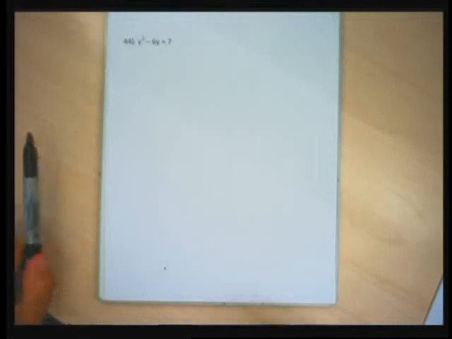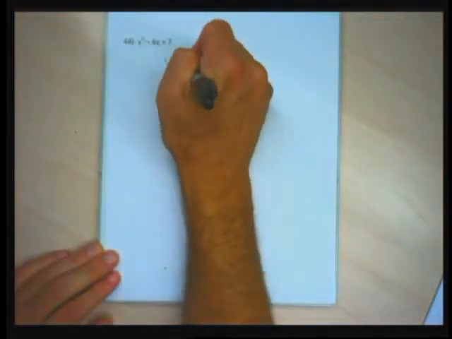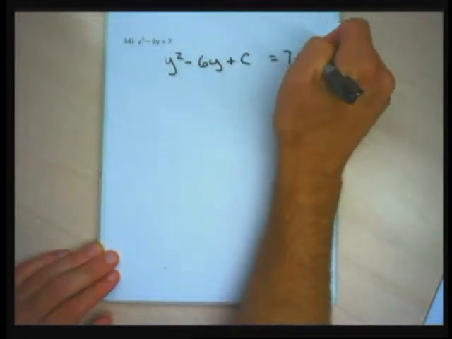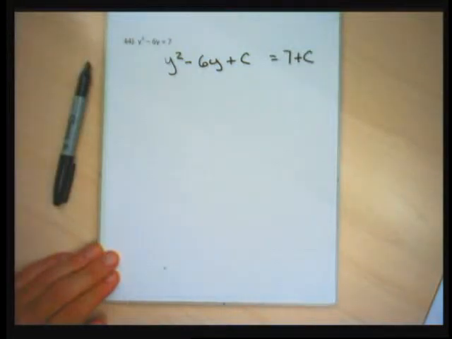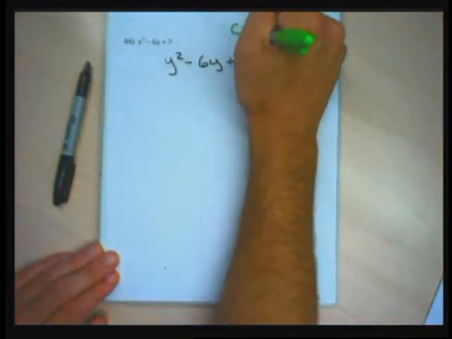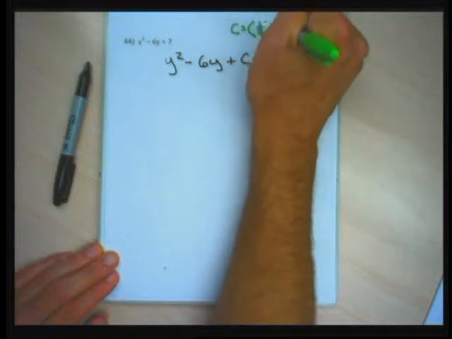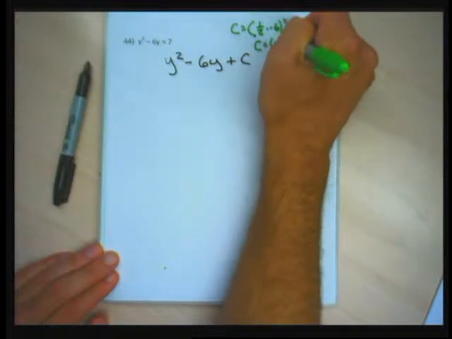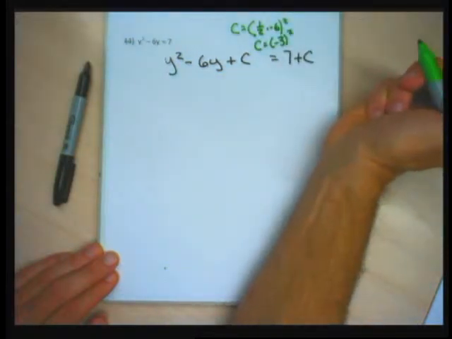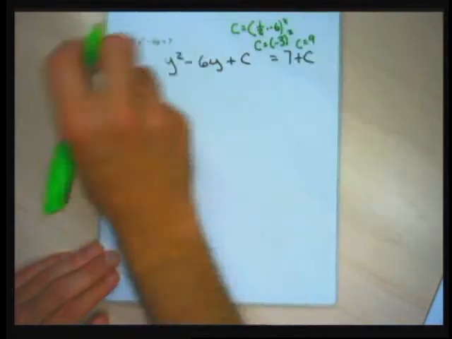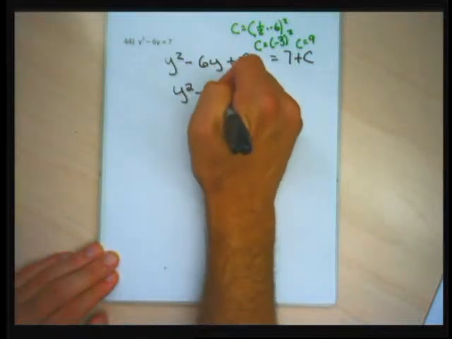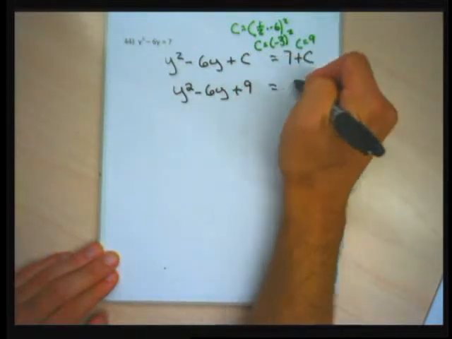So 44, a nicer problem, because I can go straight into adding the C's because the letters are by themselves on the left side and the number is on the right side. So C is going to be half of negative 6 squared. Half of negative 6 is negative 3. That negative 3 is going to come up in the factoring in both parentheses. And negative 3 squared is negative 3 times negative 3, which is positive 9. So I'm going to rewrite this as y squared minus 6y plus 9 equals 7 plus 9.